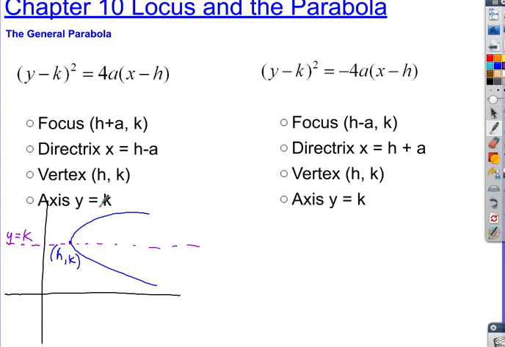Now the focal length is the same as well, it's a. So the focal length has been a for all of these parabolas. Now remember the focal length is the distance between the focus and the directrix. So that distance there is a, and that distance there is a. The focal length.